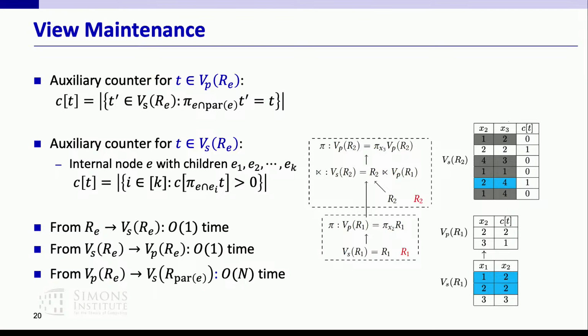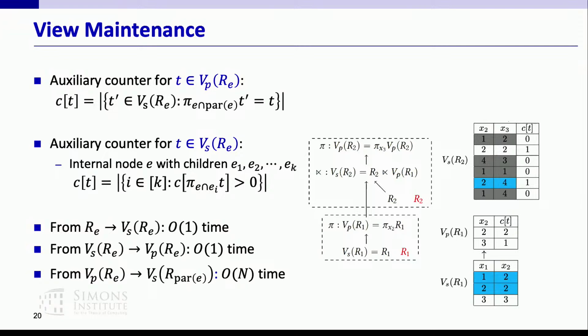Suppose this is an internal node with k children. We just maintain the number of children such that the projection of this tuple is valid, meaning that it exists in the projection view. Let me illustrate in this example. This node will only have 1 child here, so the value of the CT is just 0 or 1. If you look at this tuple 1, 2, we search whether 1 exists in the projection view. It does not exist, so this value is 0.